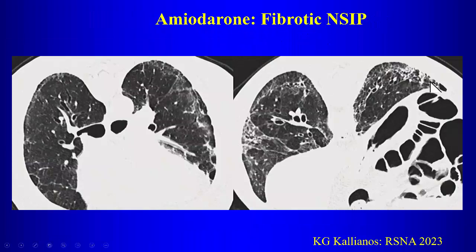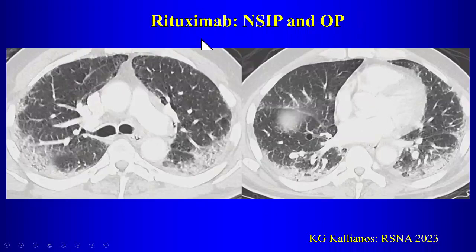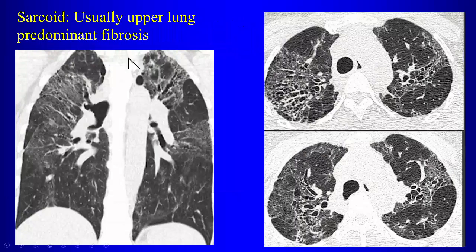This patient has more of a fibrotic NSIP pattern with ground glass and traction bronchiectasis. This was from amiodarone. So this is fibrotic lung disease as a drug reaction. So it's important to look at the history of what medications the patient is taking. This is a patient who's taking a chemotherapeutic drug for cancer. And here there's NSIP and organizing pneumonia as a reaction to the drug. So it's important to check on this history when we have abnormalities in the lung parenchyma on CT scans.